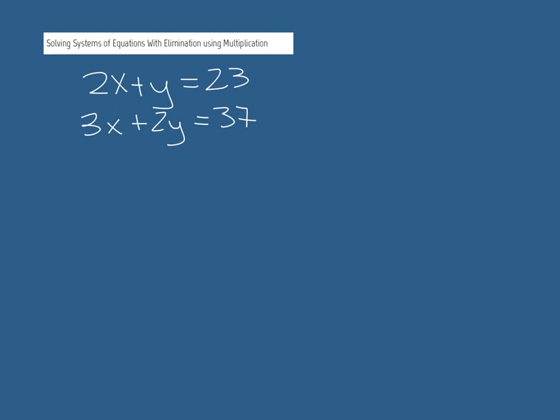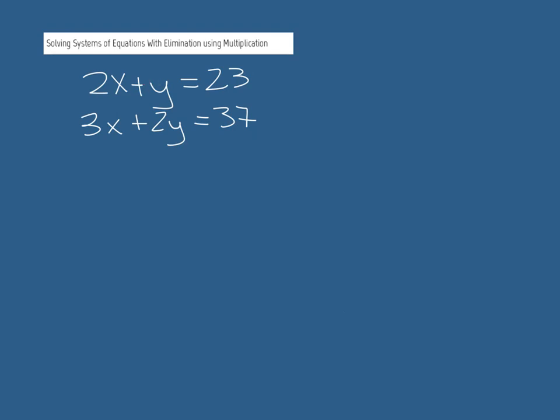What I'm going to do to eliminate this, I personally, you can eliminate whichever variable you want. You can do the x's or the y's. I personally, in this equation, I want to eliminate the y's because I have a coefficient of 1 right here, so that'll be easy to multiply by. So if I want to eliminate the y's, I already have a plus 2y in the second equation, so I want a minus 2y in the first equation.